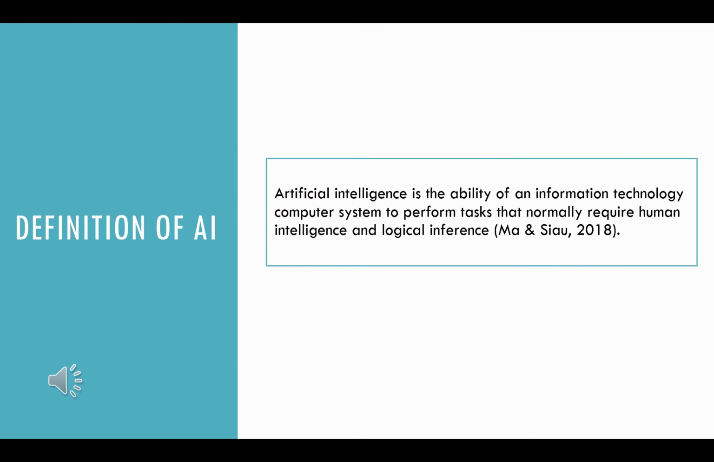Before we completely dive into the artificial intelligence topic, I would like to give you a short definition of artificial intelligence, so that everyone's on the same page. We follow Ma and Xiao, who stated a very broad definition in 2018. To them, AI is defined by the ability of an information technology computer system to perform tasks that normally require human intelligence and logical inference.